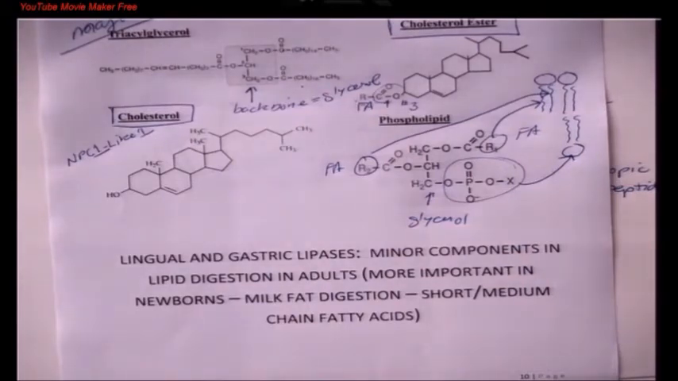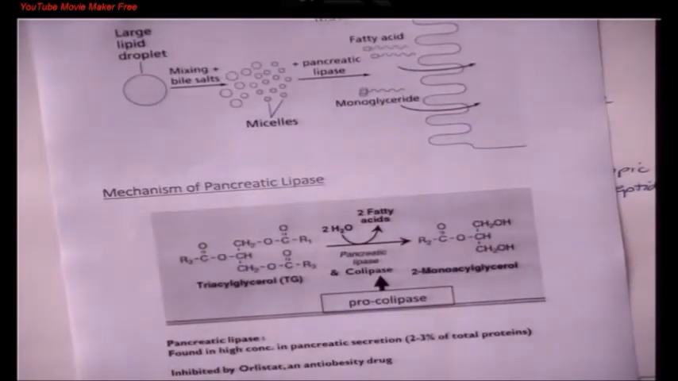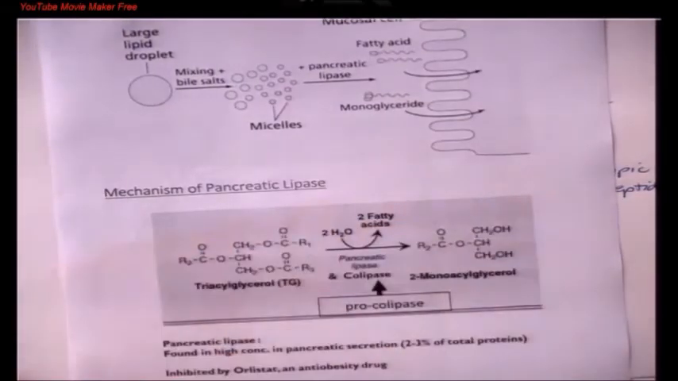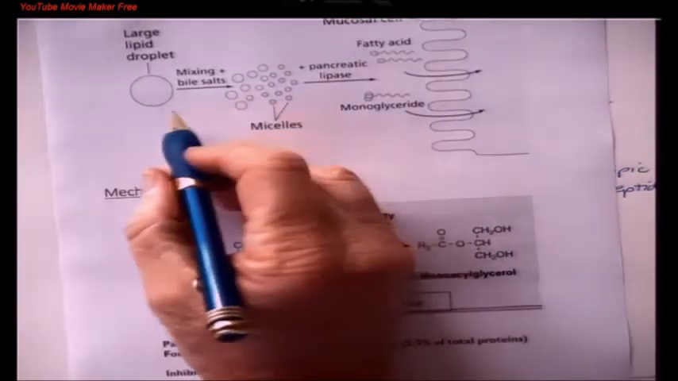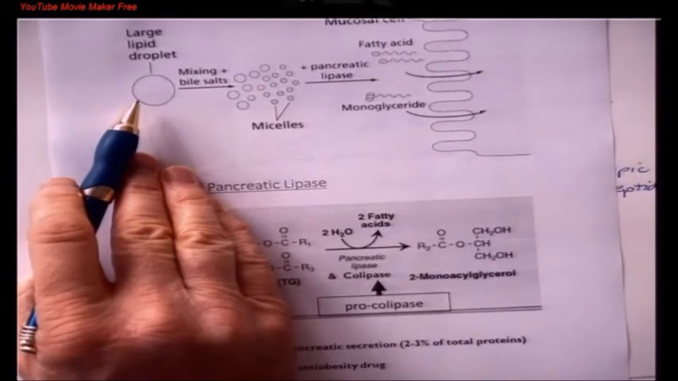So how do we handle lipids? This is where we go back to bio. So CCK is allowing the push of that bile out of the gallbladder, and the purpose of bile is to do this particular reaction. Our large lipid droplets.